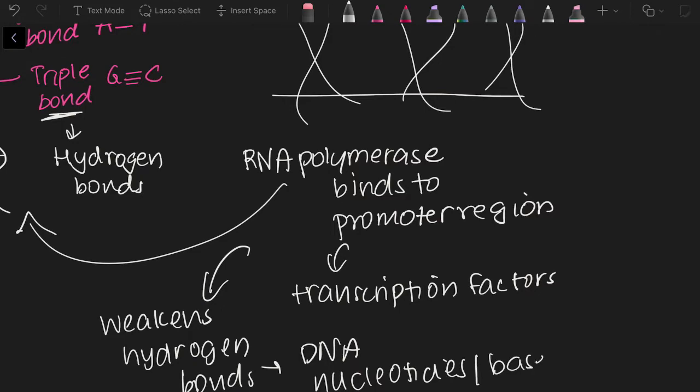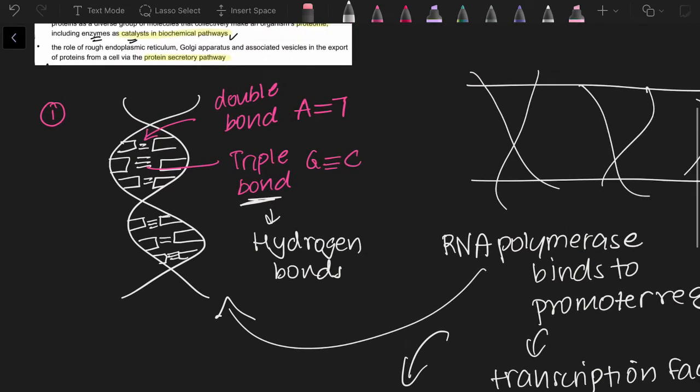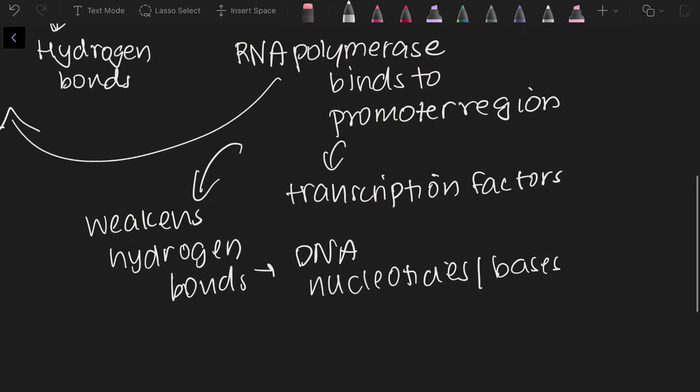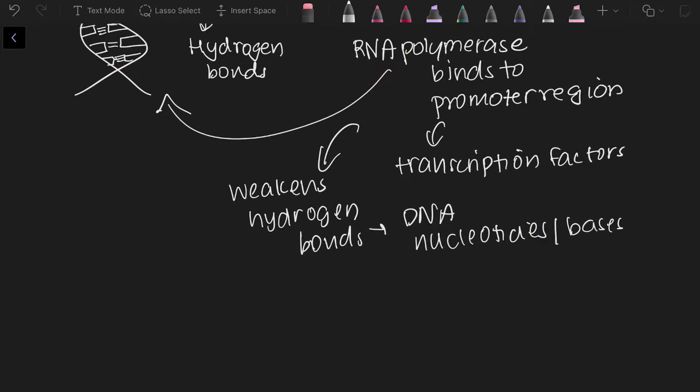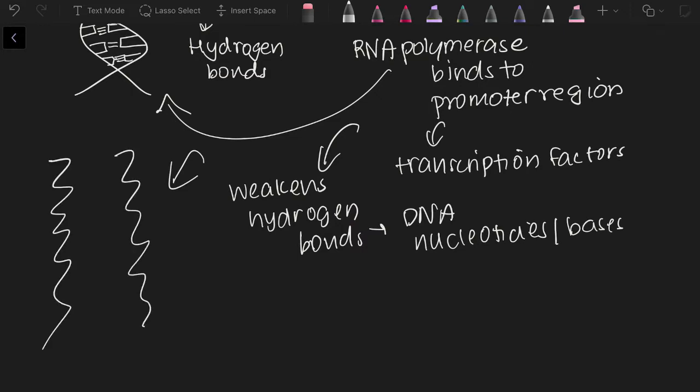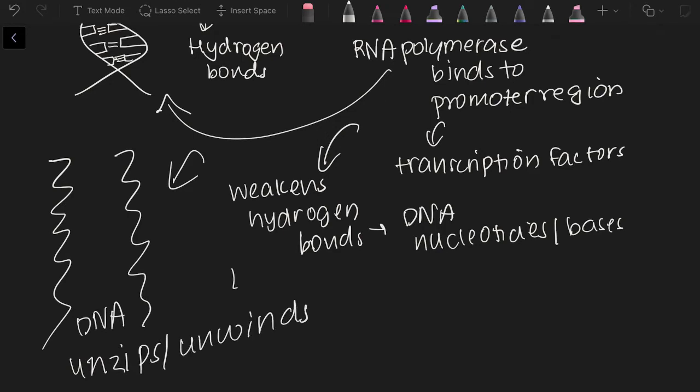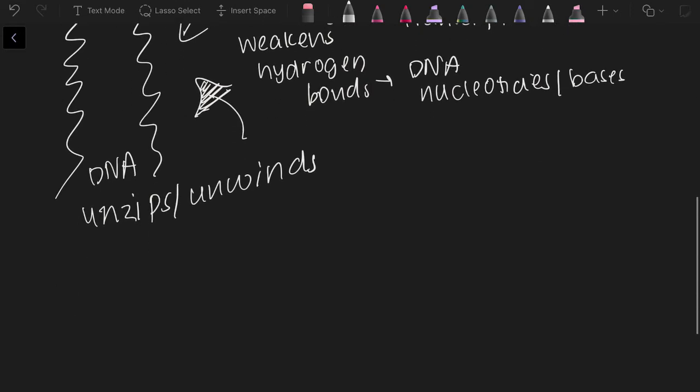So remember the bases are A, T, G, C. These base pairs connect the two DNA strands together. So it breaks the hydrogen bonds between the base pairs between the two DNA strands and separates the DNA strands. So now the DNA will unzip or unwind to give you two separate DNA strands. Okay, that's the first step in transcription.